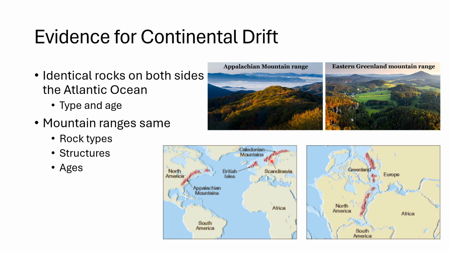And what was found was that the same rock types, geologic structures, and ages that are in the Appalachian Mountains were also in these mountains in Greenland. And the only way that this could possibly occur when you're on either side of the ocean is that at one time when those sediments were being deposited and those structures being formed, they must have been together.